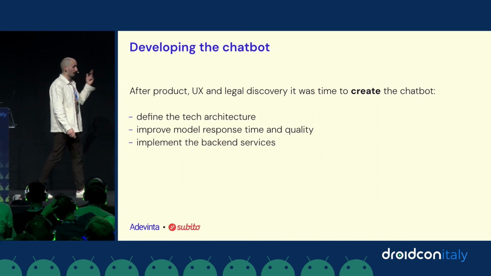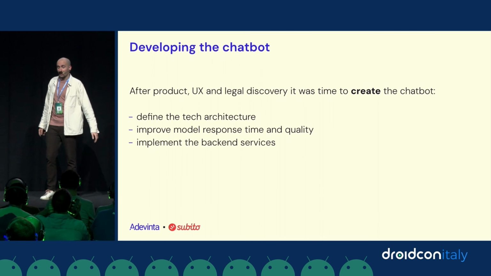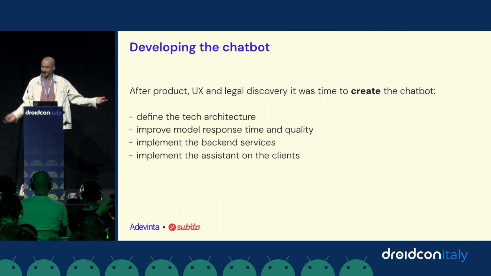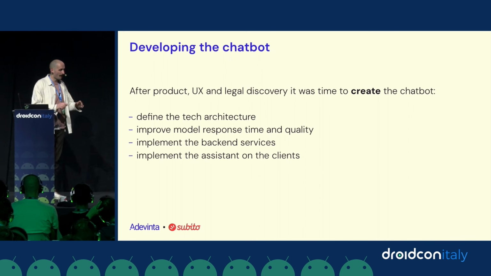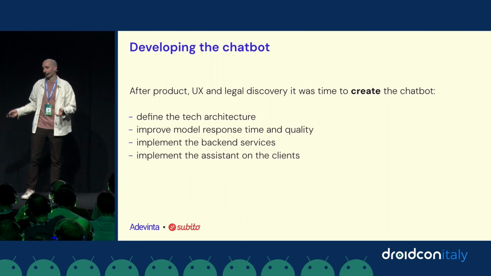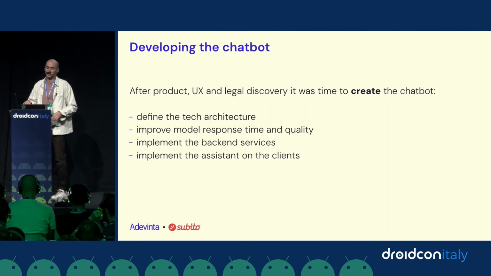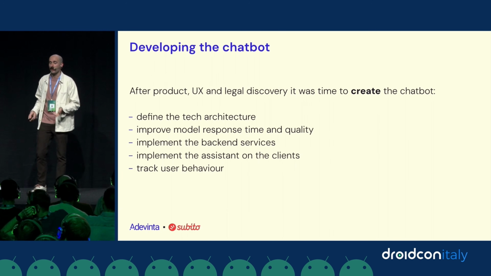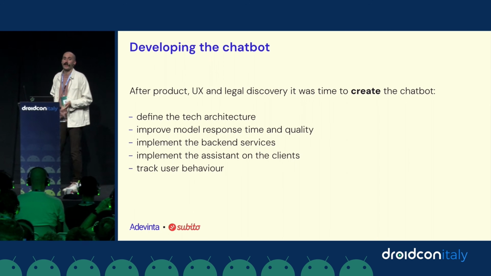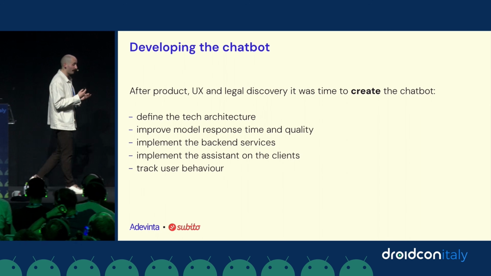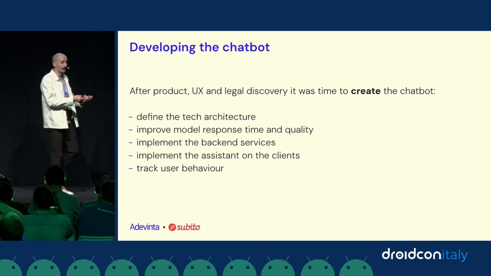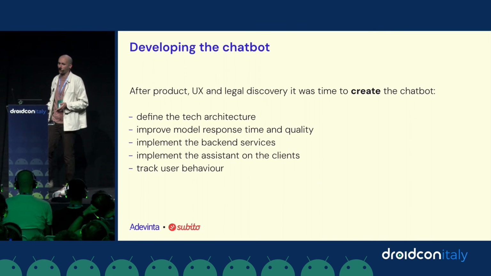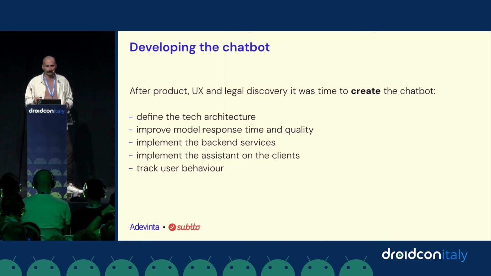Our backend developers had to develop, you must guess, the backend services, while the clients had to implement the client part of the assistant. All of that, we were doing after planning down the architecture. And as I said before, we had to track the user behavior, what the users were doing. Otherwise, we couldn't find out if the feature was actually working, if we didn't know what the users were doing with it. This is true for all the features, obviously, not only this one.